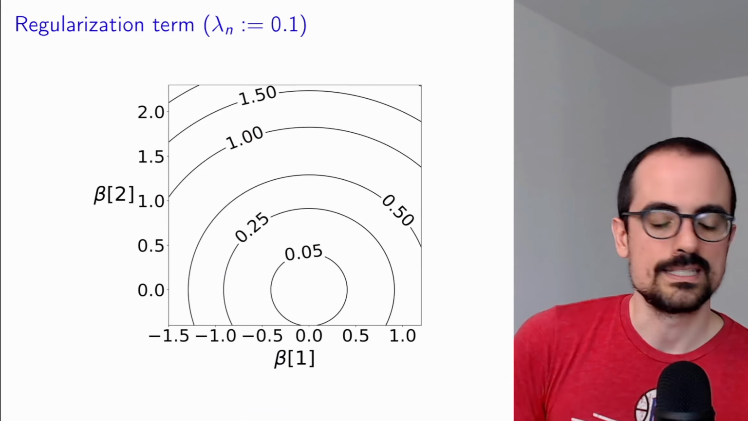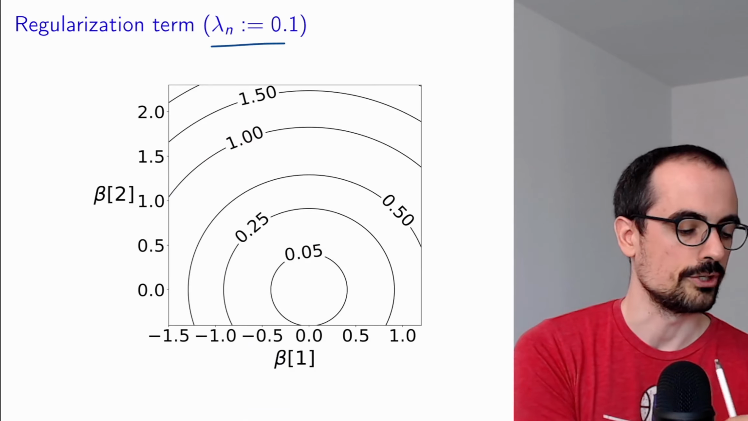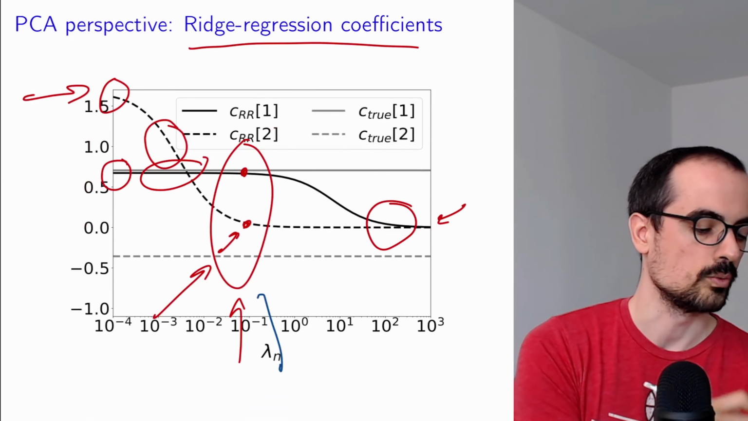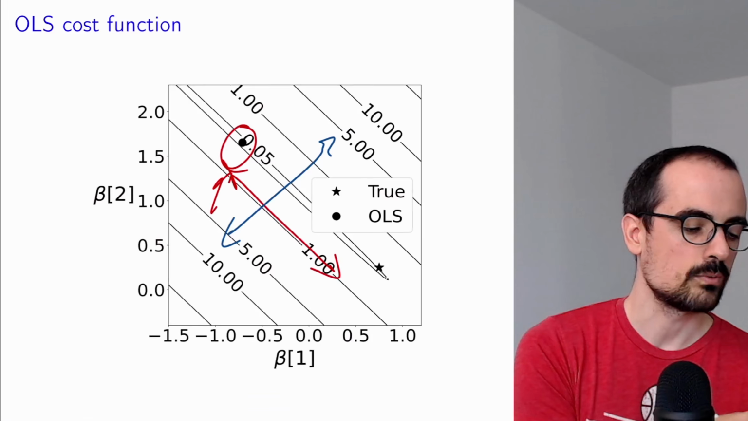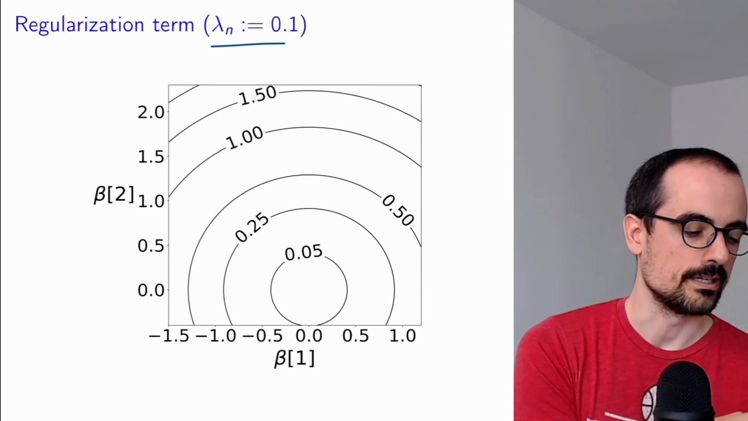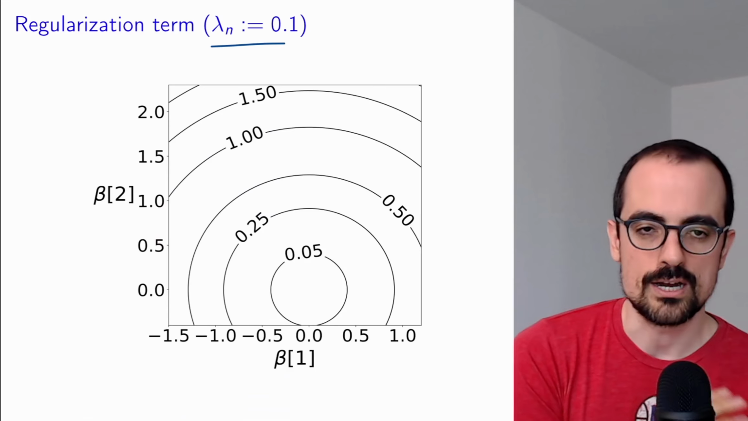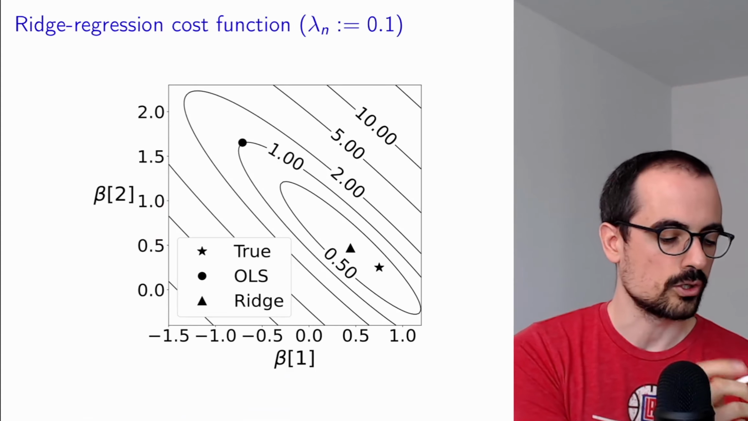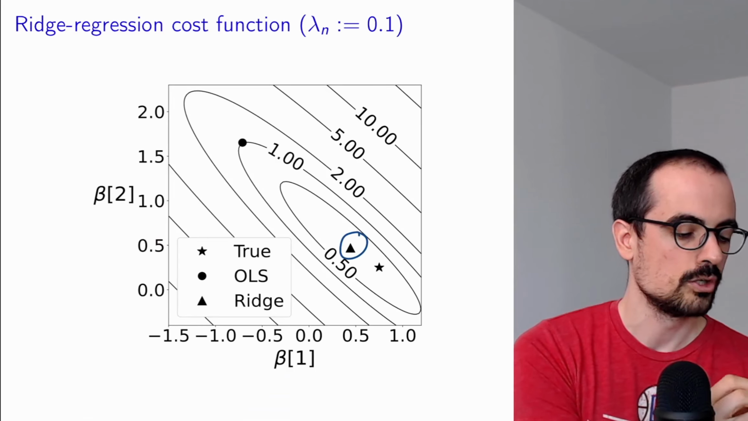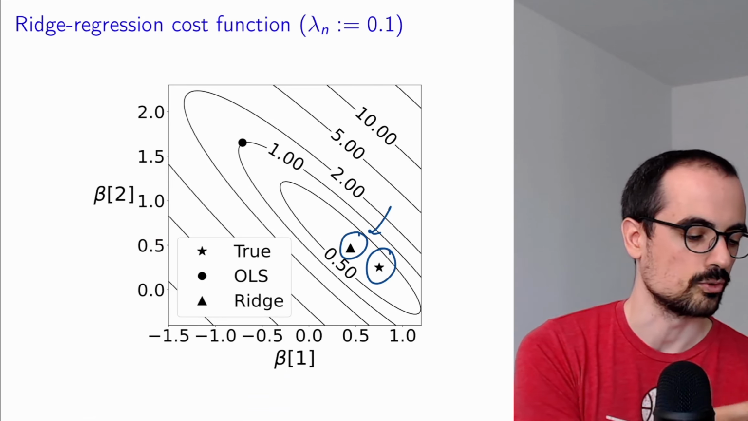This is what the regularization term of the cost function looks like for lambda n equal to 0.01, which, just to mention, is within this sweet spot. Okay, so this is the OLS cost function. When we add this regularization term, it distorts the cost function to bring the ridge regression coefficients much closer to the true coefficients. Maybe I should have made clear that these are the true coefficients.